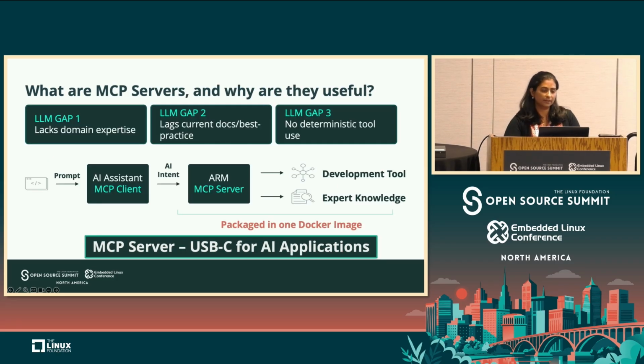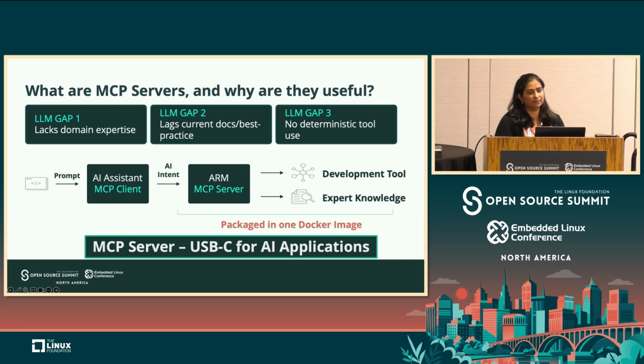Now let's look into the MCP server and why they are useful. Most of you would be familiar with LLMs or the large language models, but they do have several gaps. First, they don't have the domain expertise. Secondly, they lack current documentation and best practices. And lastly, the tool usage is not deterministic. Output can be different for different models, for different kinds of prompts that you give. So it's not deterministic, right? And the MCP server addresses these gaps.